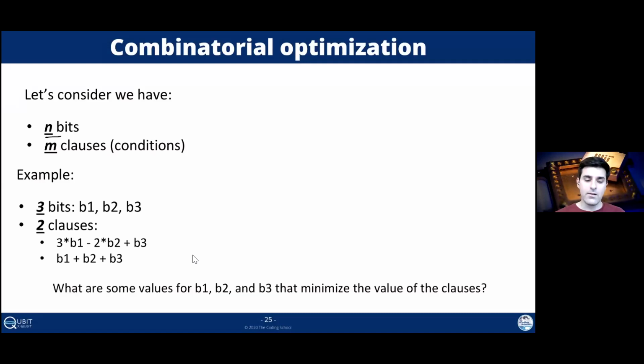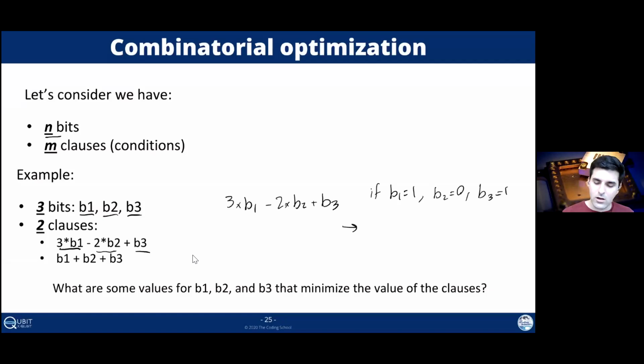An example is if we have 3 bits, and we show them as B1, B2, and B3, and 2 clauses. The clauses are usually expressions based on these bits. So, for example, a clause is 3 times B1 minus 2 times B2 plus B3. Let's look at this clause. If B1 is equal to 1, and again, these are bits, so they can either be 0 or 1, B2 is equal to 0, and let's say B3 is also equal to 1, then this clause will give me 3 times 1 minus 2 times 0 plus 1, which gives me a value of 4.